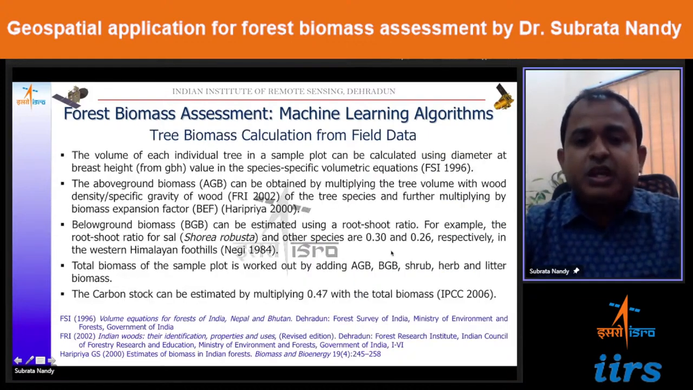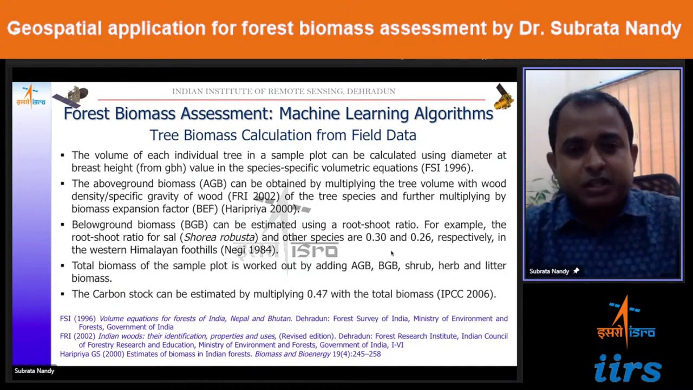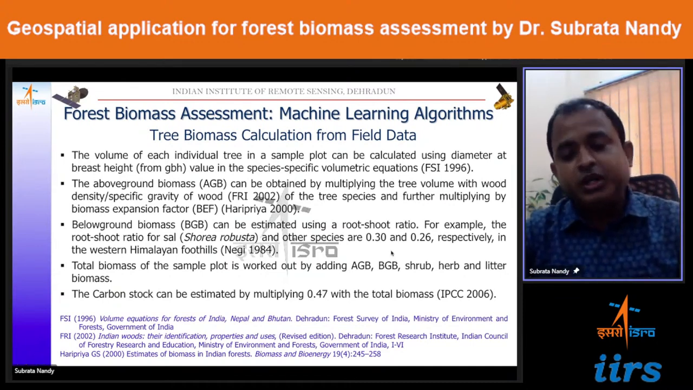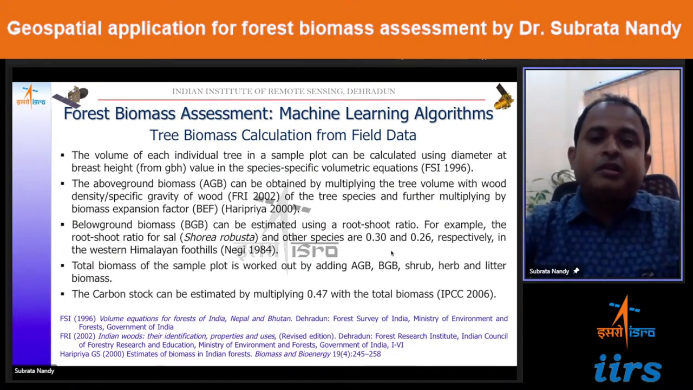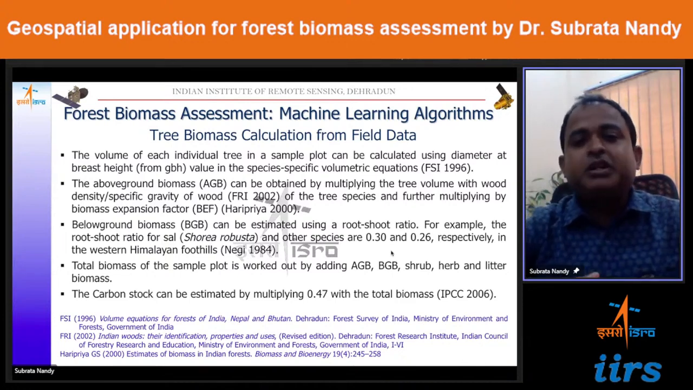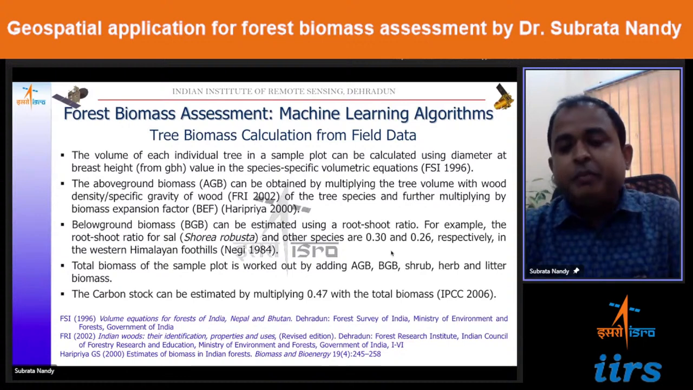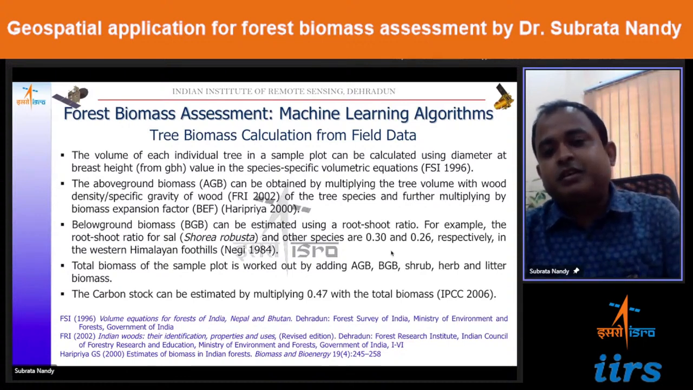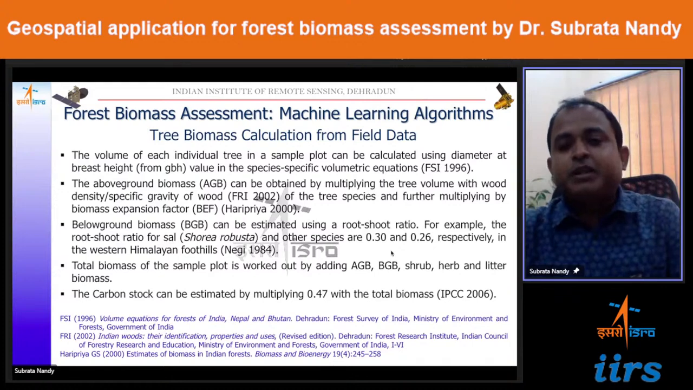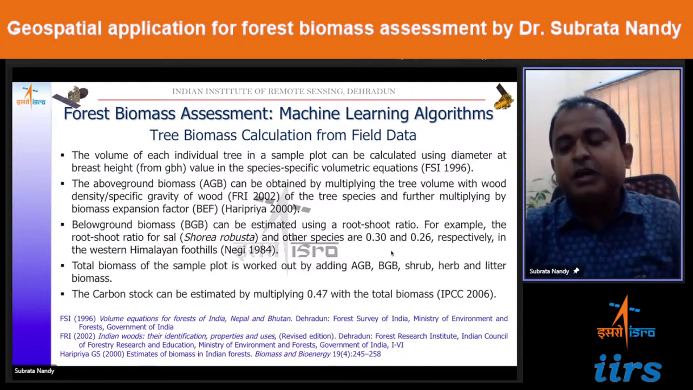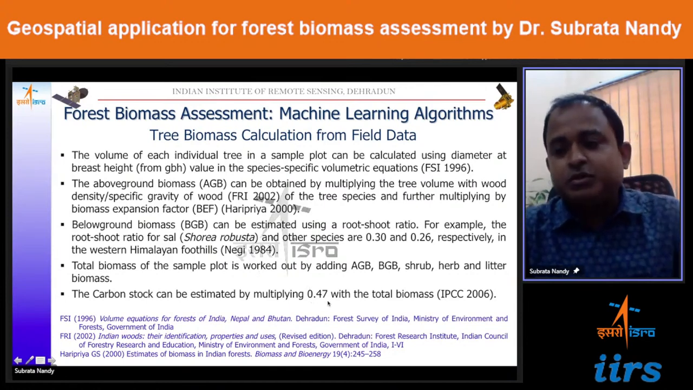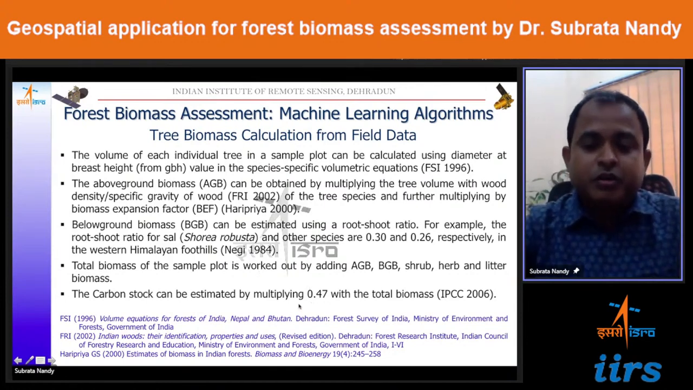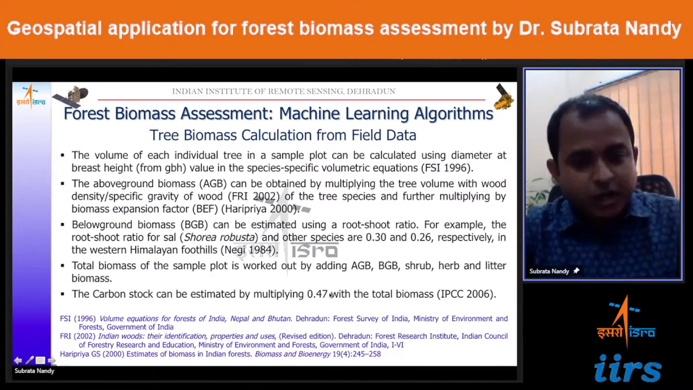Now for tree biomass calculation, in that 31.62 meter by 31.62 meter plot, we note down the species name and the girth. From girth we calculate the diameter. From diameter, using a volumetric equation, we get the volume, and volume multiplied by the wood density gives the biomass. Around half of the biomass is carbon, or to be precise, using the IPCC conversion factor, 0.47 of biomass is carbon stock.